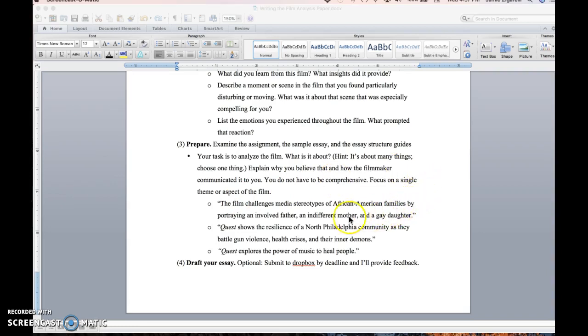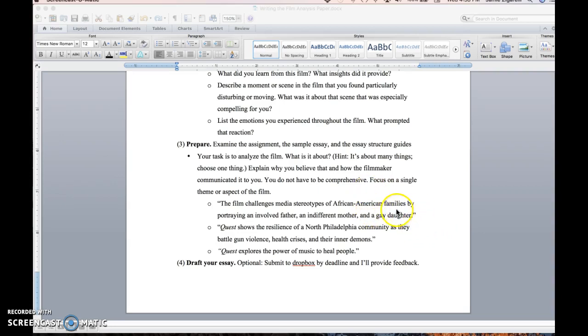My thesis here is probably going to lend to me doing a paragraph about the father, a paragraph about the mother, and a paragraph about the daughter. Each one of those paragraphs is going to have specific evidence along with explanations of how that evidence supports my claim. Okay. Now, I gave you a couple other examples here too.